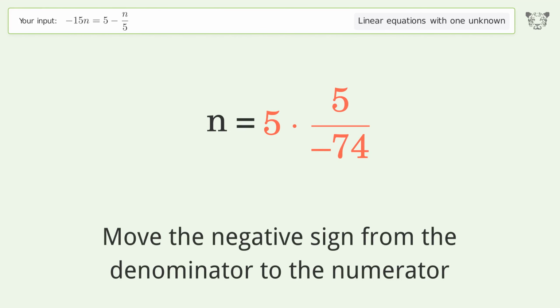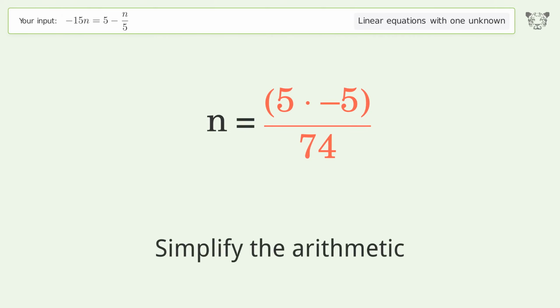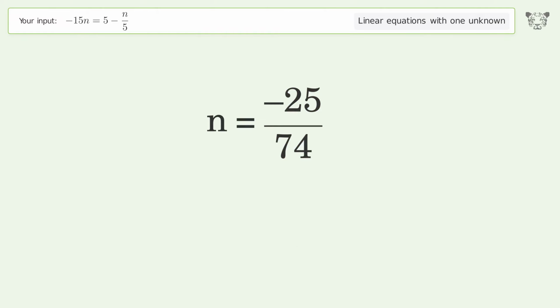Move the negative sign from the denominator to the numerator. Multiply the fractions. Simplify the arithmetic. And so the final result is n equals negative 25/74.